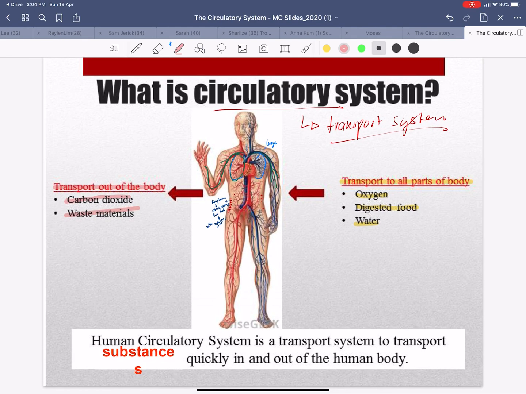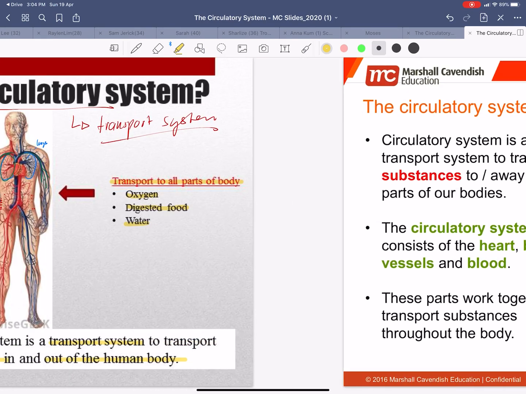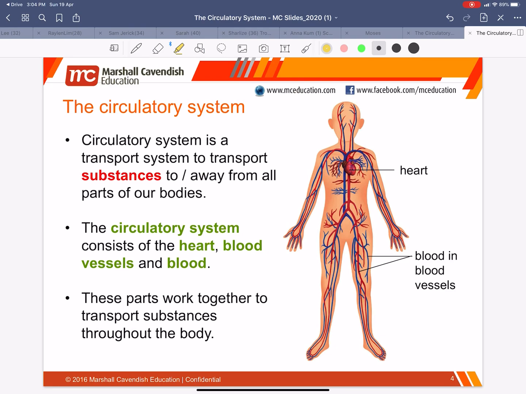So therefore, we can say that the human circulatory system is a transport system to transport substances quickly in and out of the human body. Alright? Now moving on. Okay?